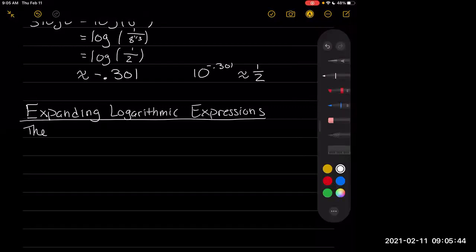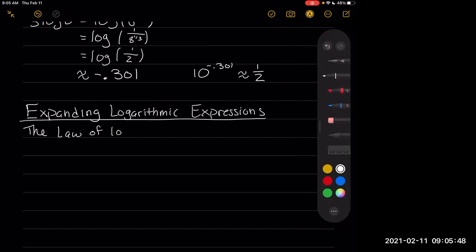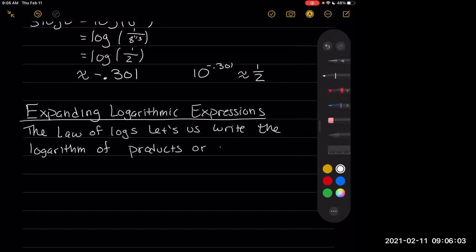So the law of logs lets us write the logarithm of products or quotients. Quotients is when you're dividing something, as sums or differences.